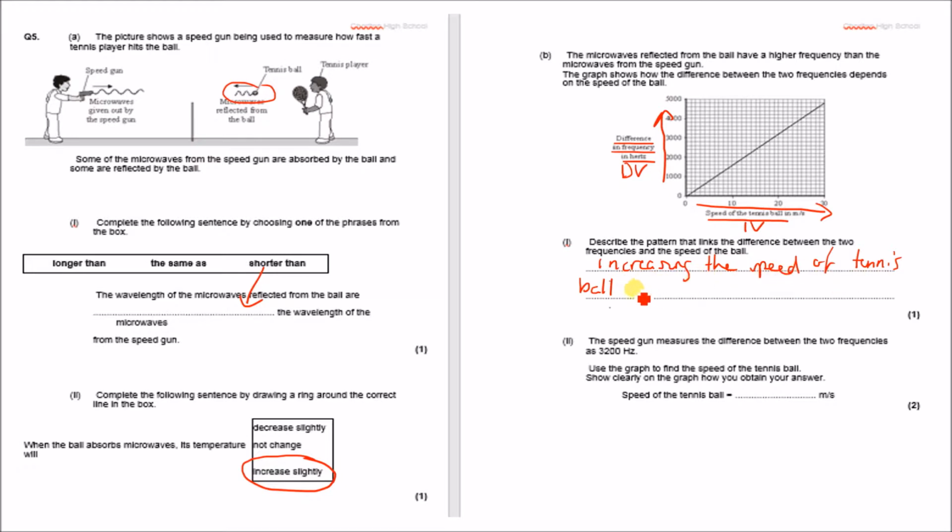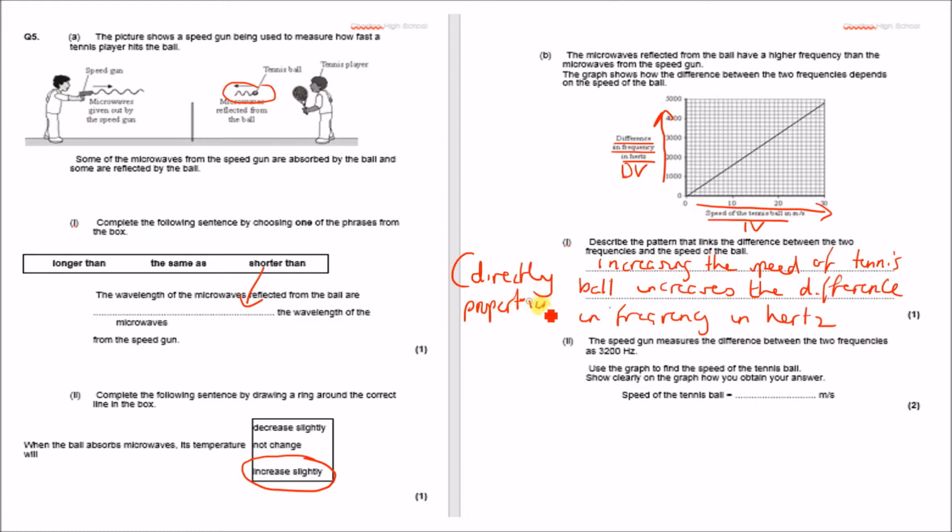Increasing the speed of the tennis ball increases the difference in frequency in hertz. You can clearly see I've talked about how increasing one thing increases another thing. The second point, it's only for 1 mark, is that this is directly proportional. It's really important that you recognize when it starts at 0, 0 through the origin and you get a straight line, that is a directly proportional graph.